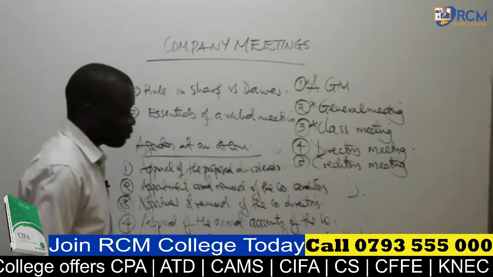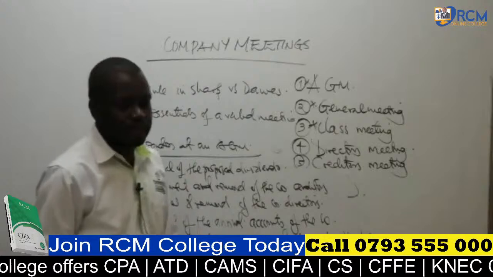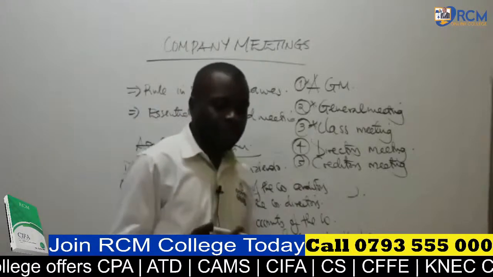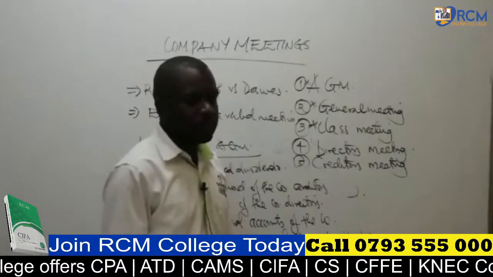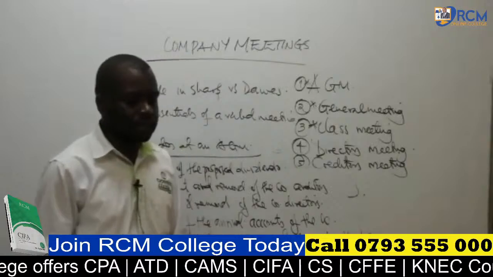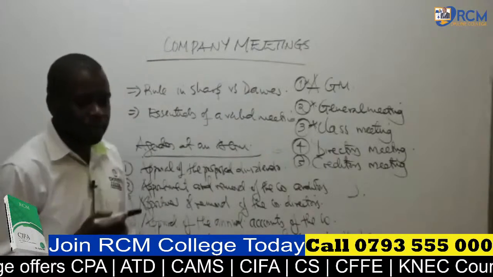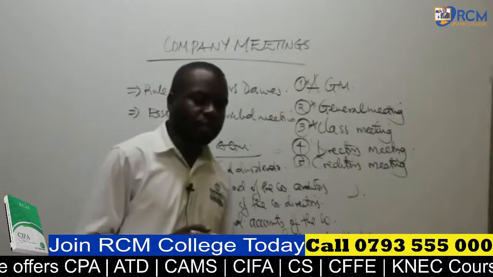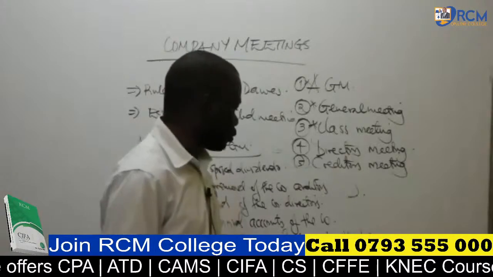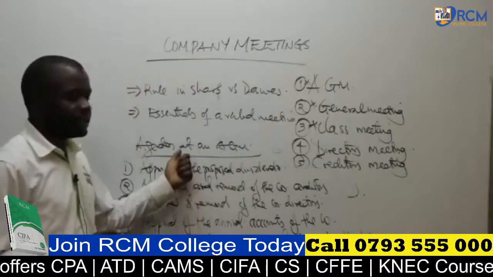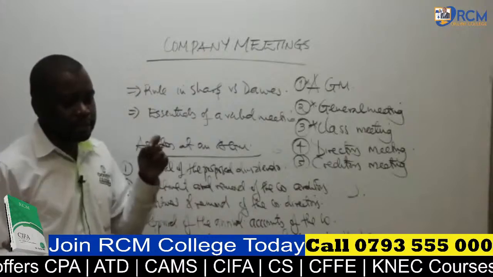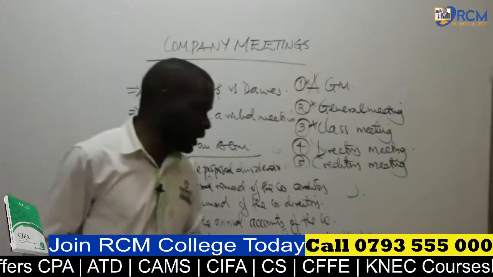Approval of the annual accounts of the companies. Why have we said that this meeting happens at the end of the financial year? The books of accounts have been prepared, they've been audited by the auditor, and therefore now the members, who are the key stakeholders and the owners of the company, are the ones to approve these particular books of accounts. So it will happen at the AGM. That's why it happens 6 months after the end of the financial year.